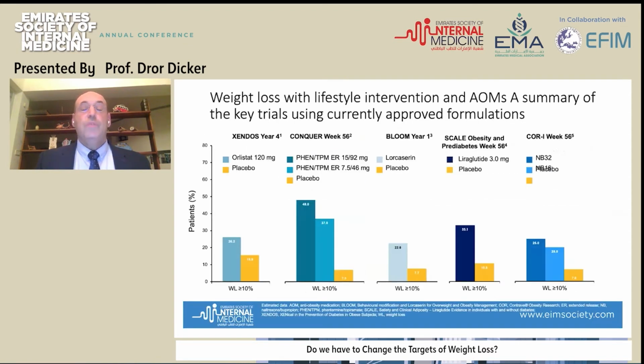Now, if we look at all the pharmacotherapy that we have, and look at the target of 10%, we can see that between a quarter to a third of the whole cohort can achieve 10% weight loss, which is a very nice percentage. A third of the cohort using, for example, liraglutide can achieve more than 10% weight loss.